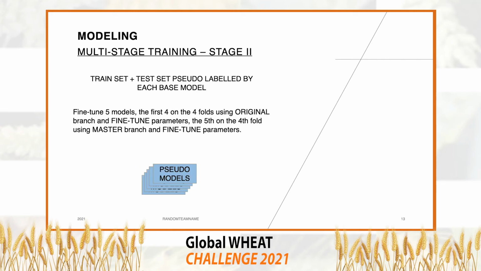we trained five models. The first four models are trained based on the four models in stage one using original branch and fine-tune parameters. The fifth model is trained on the fourth fold as fine-tune with the fourth model in stage one, using master branch and fine-tune parameters. We grabbed the fourth just because it had the best ATA in this stage.